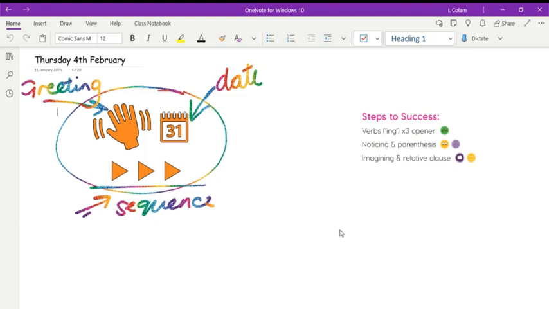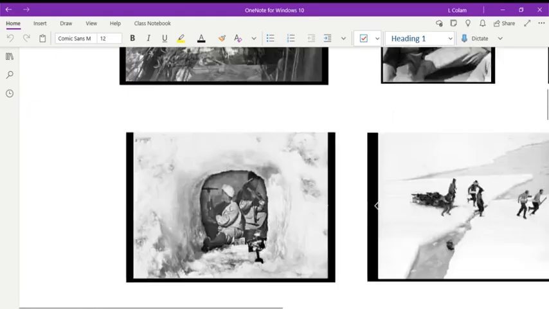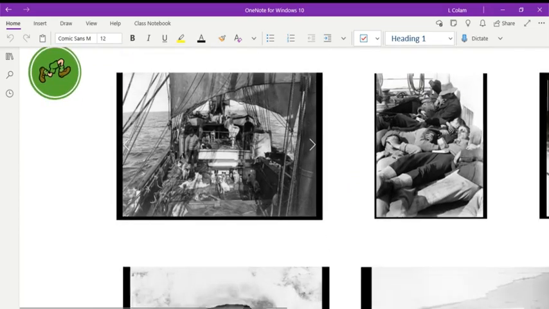So our success criteria for today. In our first chunk we are looking at verbs and using 3 of those as an opener to our sentence. We're going to be looking at noticing and parenthesis, and then in chunk 3, imagining lens and looking at using relative clauses. So starting off with our first chunk.